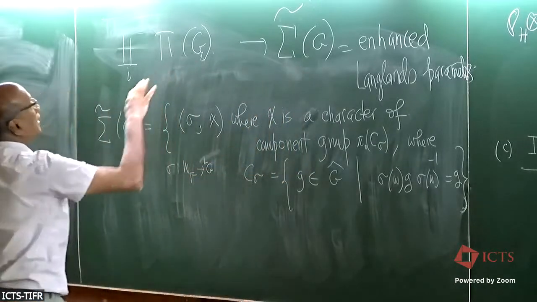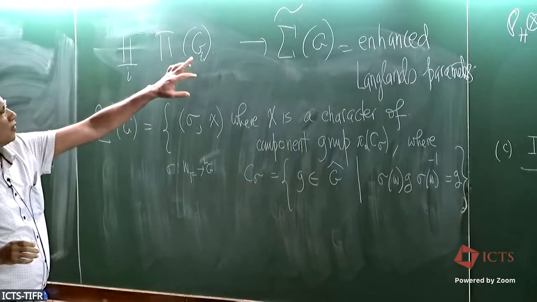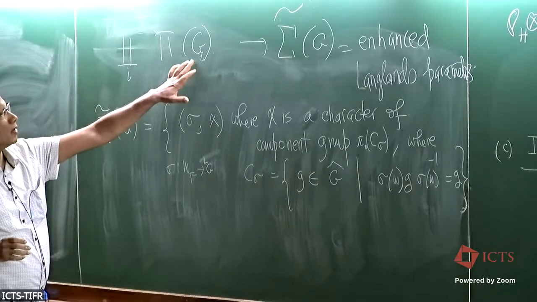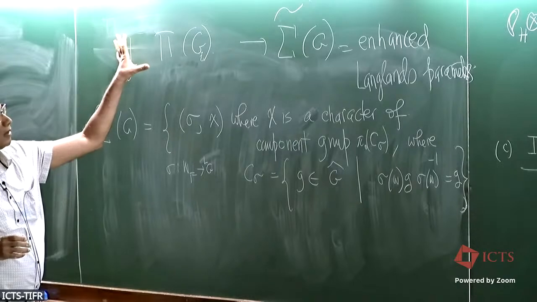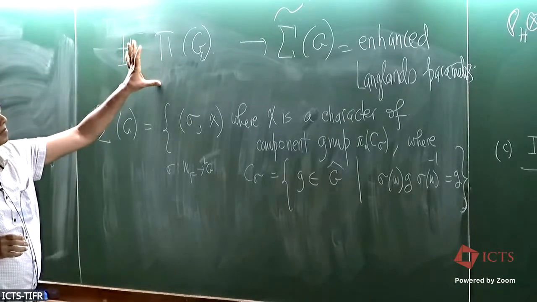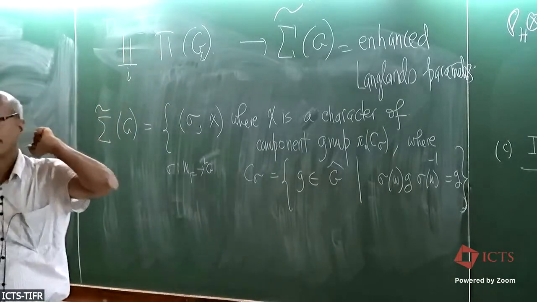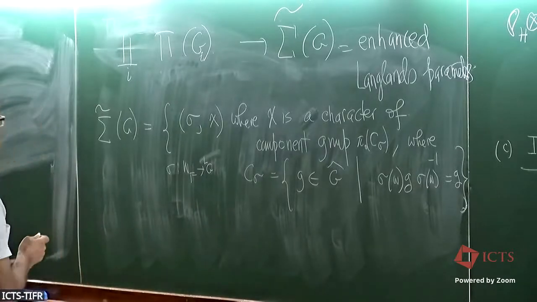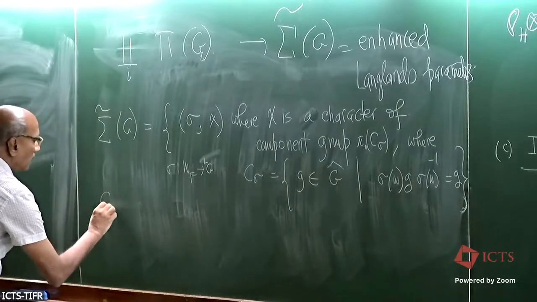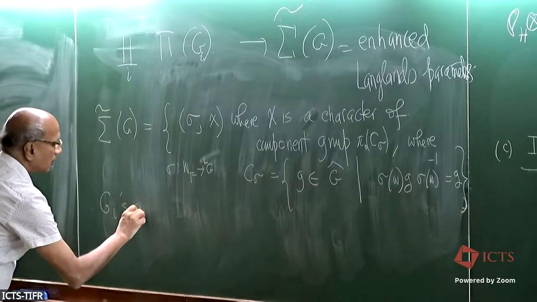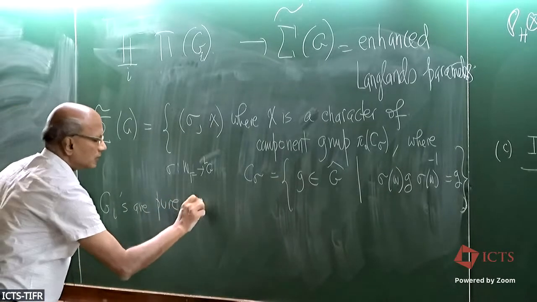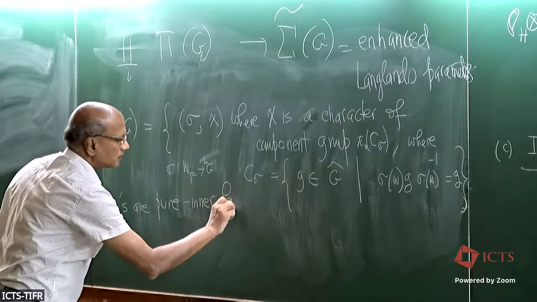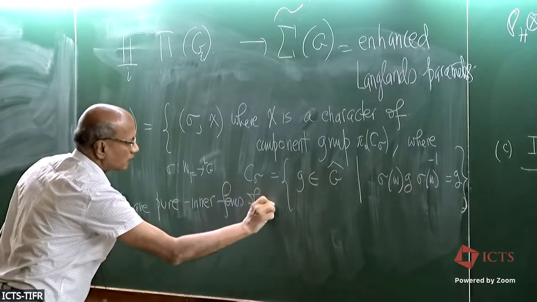These are inner forms of a group G, and these are what are called pure inner forms, something which I will not define too precisely, but then this is a bijection. So the G_I are what are called pure inner forms of a group G.